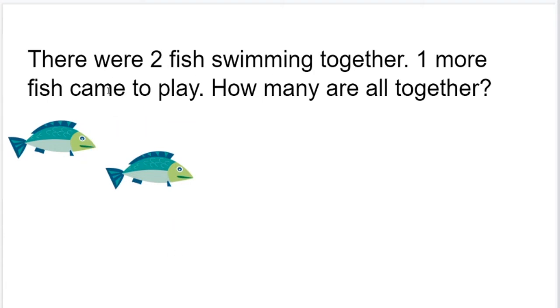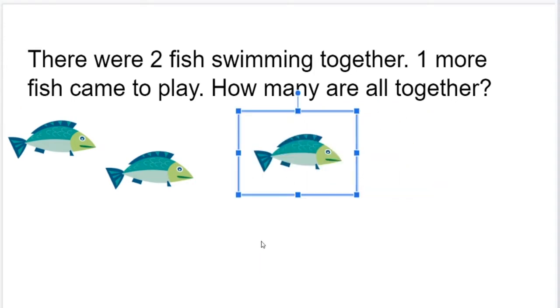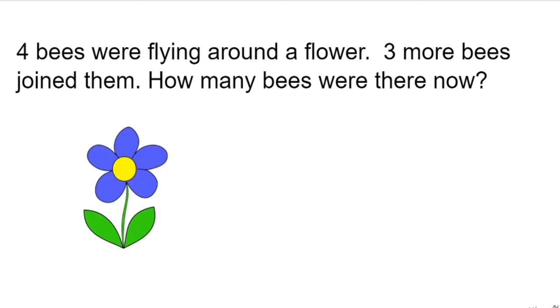1 more came to play. How many are all together? 1 fish. 2 fish were swimming. 1 more fish came. How many are all together? We count. 1, 2, 3. 2 plus 1 equals 3. 3 fish altogether.